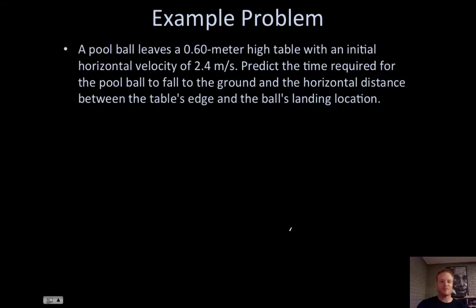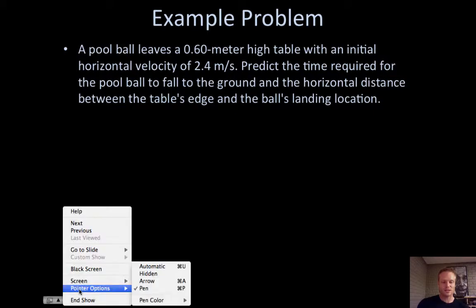So let's do some example problems, all right? First problem says, a pool ball leaves a 0.6 meter high table with an initial horizontal velocity of 2.4 meters per second. Predict the time required for a pool ball to fall to the ground and the horizontal distance between the table's edge and the ball's landing location.